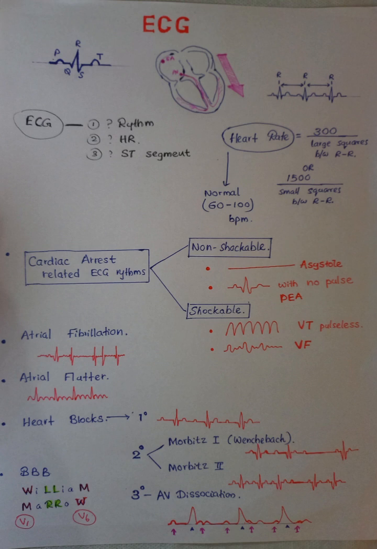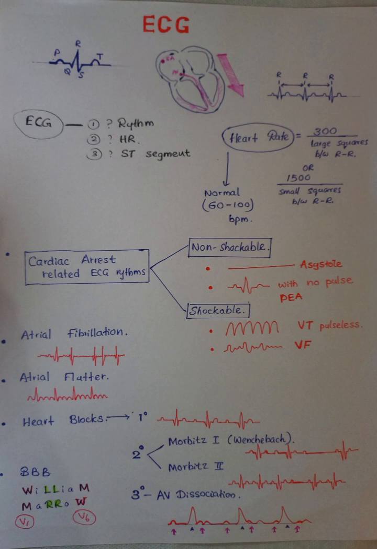Regarding the shockable rhythms, these are usually pulseless VT, which can be monomorphic or polymorphic, and also VF, or ventricular fibrillation. So those are the shockable rhythms. It is really important to identify these rhythms because early, urgent identification can save the patient's life.